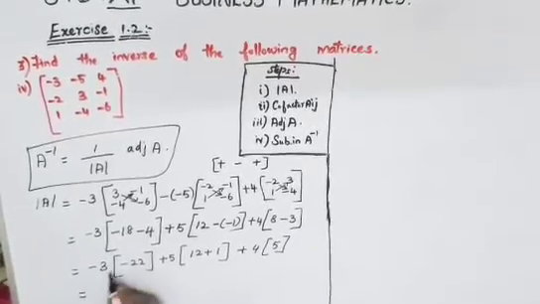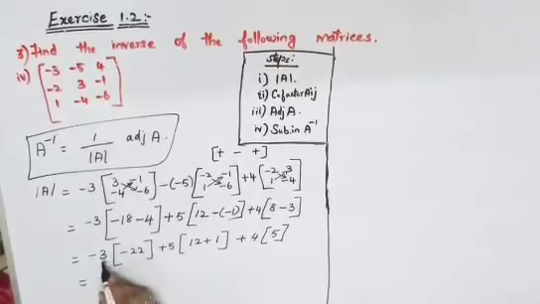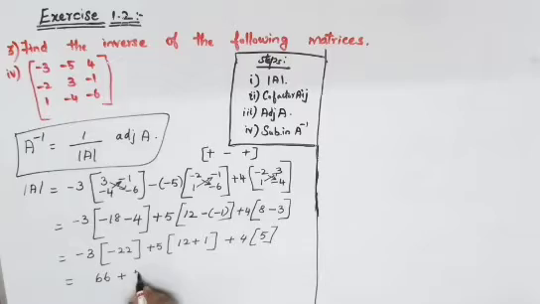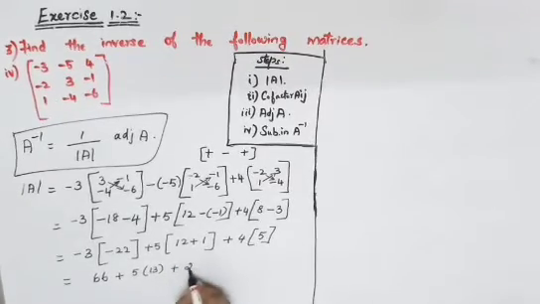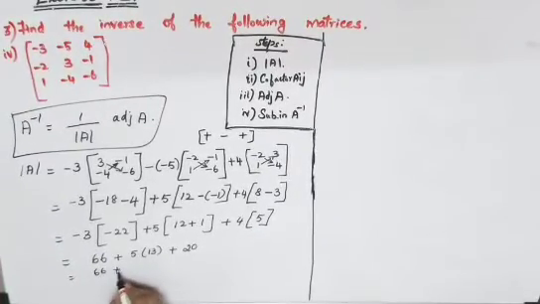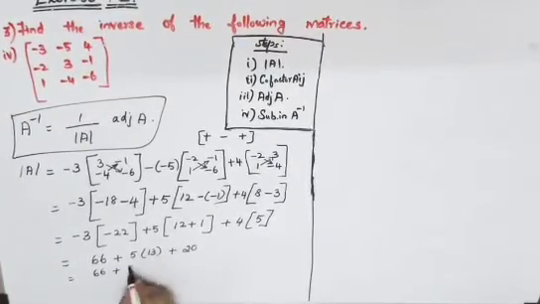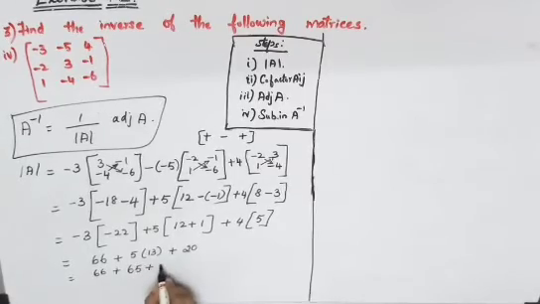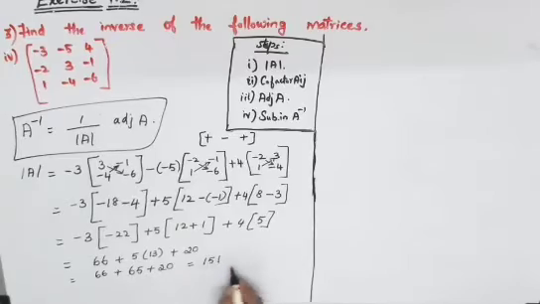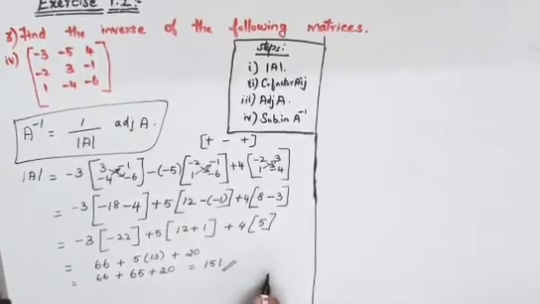So which is equal to minus into minus will become plus. 3 into 22 is 66 plus 5 into 13 plus 4 5s are 20, which is equal to 66 plus 3 5 13s are 65 plus 20. So when you add it, you will get your answer as 151. So this is your determinant of A.